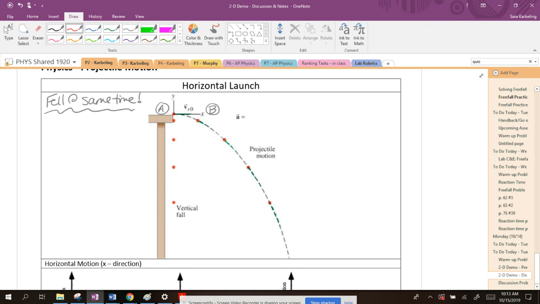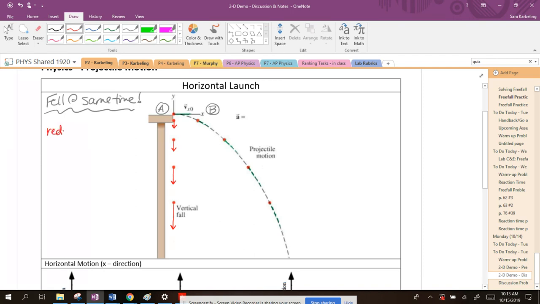We're just going to draw arrows. Arrows that represent the motion, the velocity of this ball as it's falling. And so each arrow is going to get longer and longer. Okay?